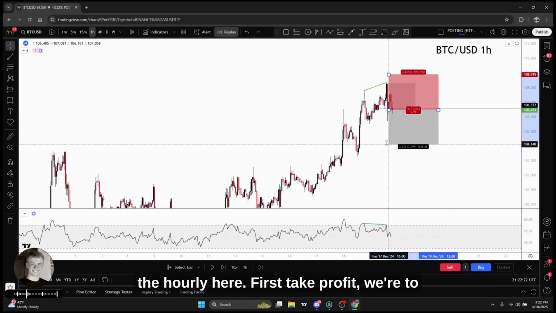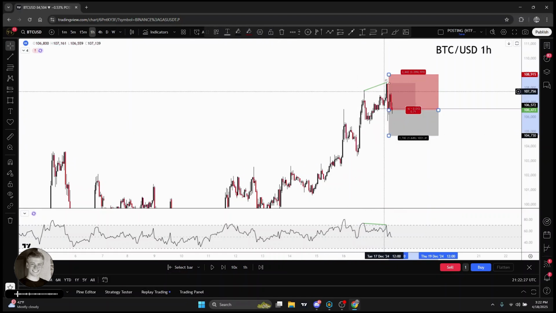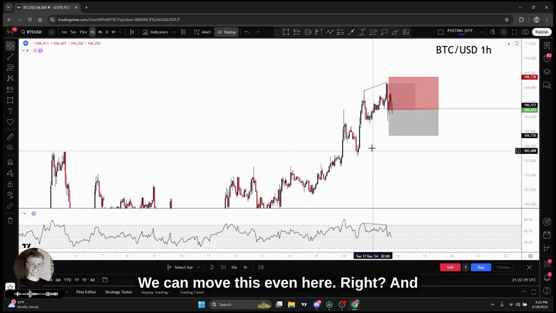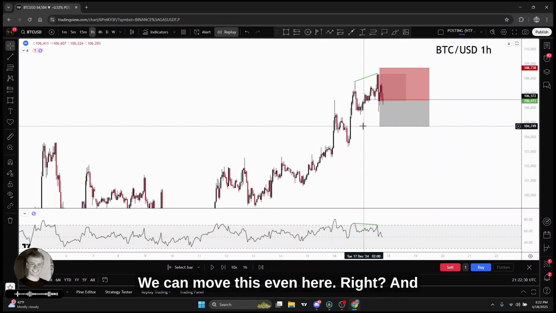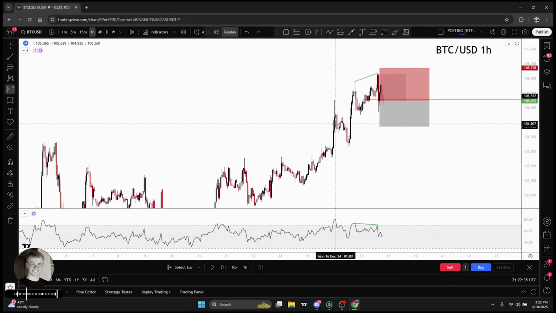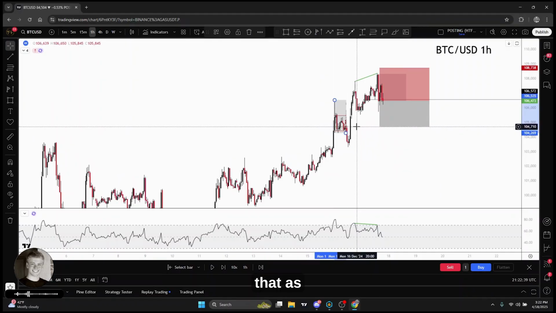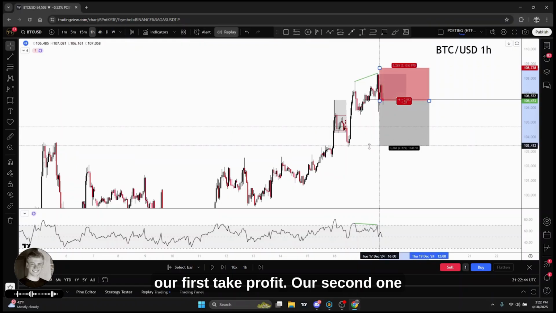First take profit, we're going to go for somewhere in this fair value gap right here. We can move this even here, right? And let's say, guess what else is going to be in this fair value gap? The POC of this, right? So we're going to shoot for that as our first take profit.